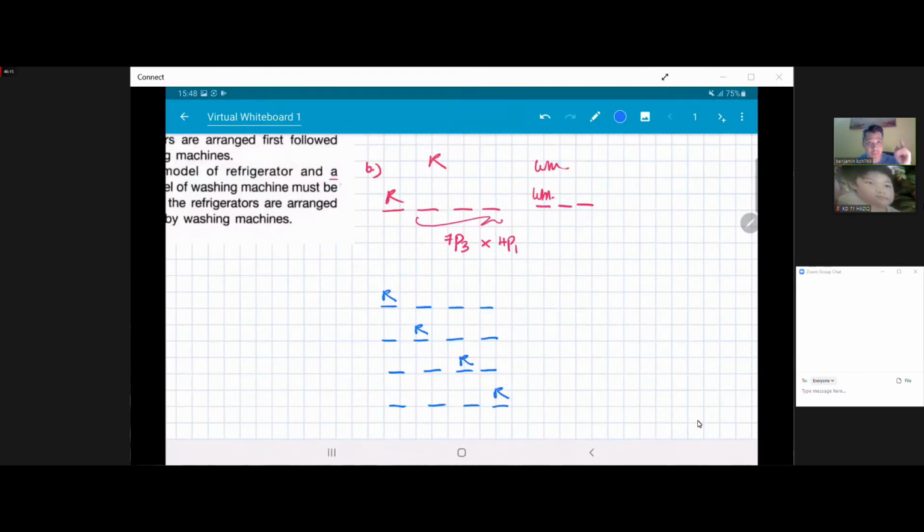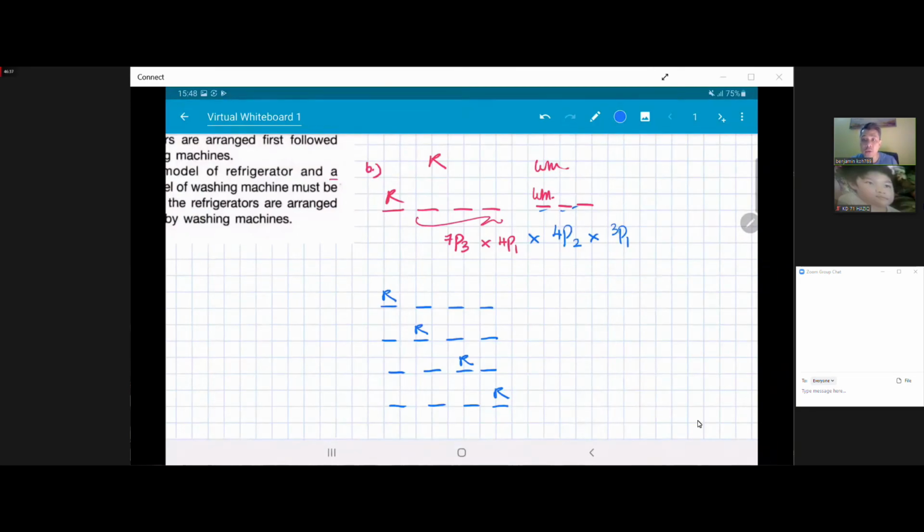One particular model must be there, so that means I've got 4. Empty space got 2, so that means 4P2. Then multiply 3P1, because once again, the washing machine can be in 3 places. Then you multiply this all together.